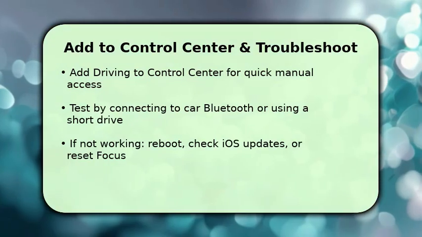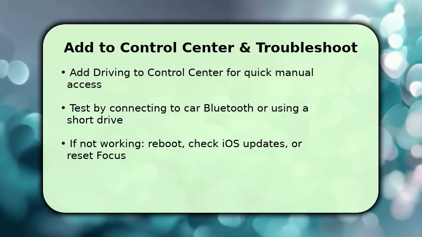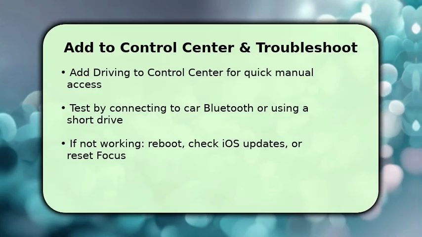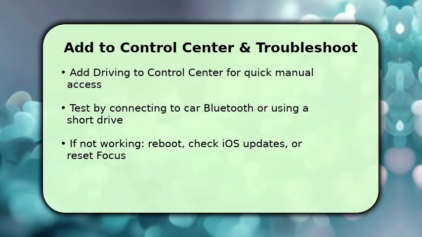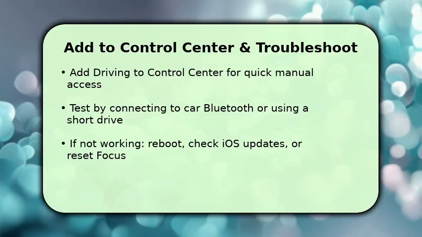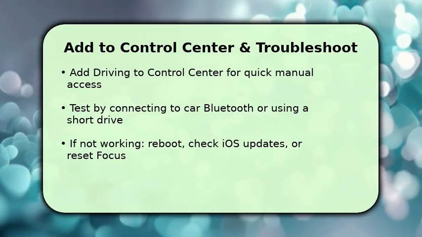To finish, add Driving to Control Center. Open Settings, Control Center, then tap the plus by Driving so you can toggle it quickly. Test the setup by connecting to your car's Bluetooth or taking a short drive. Confirm notifications are silenced and auto-reply sends.